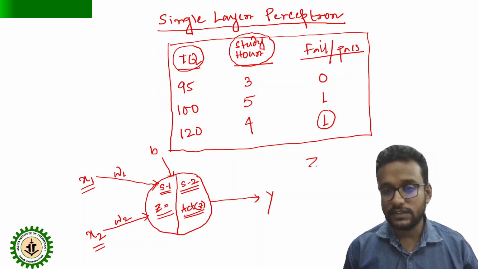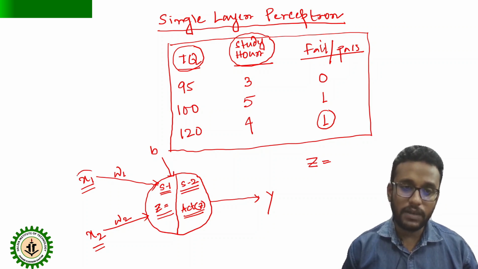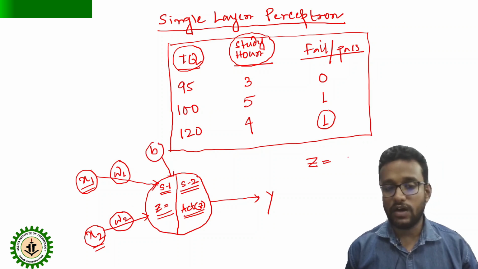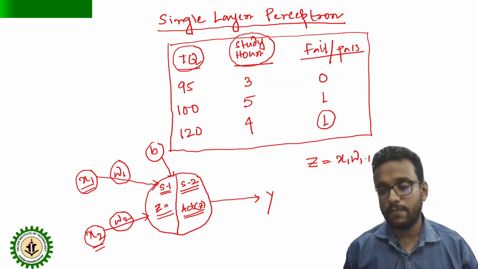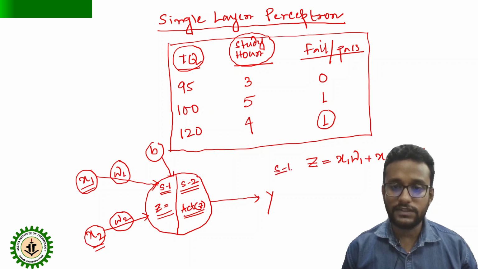Now, what is z? We can calculate z by using the formula: we multiply x1 with w1, plus x2 with w2, plus the bias. This is the formula for z. So how can we calculate z? We have x1 w1 plus x2 w2 plus the bias. So we have completed step 1.